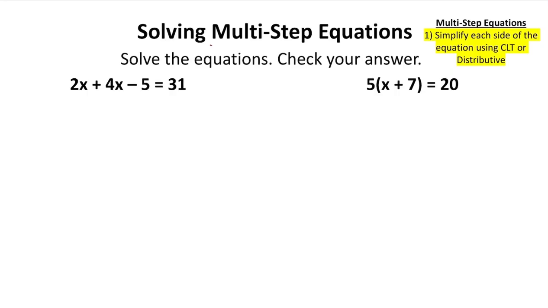These are multi-step equations. If you don't remember how to do these, what you do is you simplify everything on each side of the equal sign as much as possible, and then you solve it, okay?